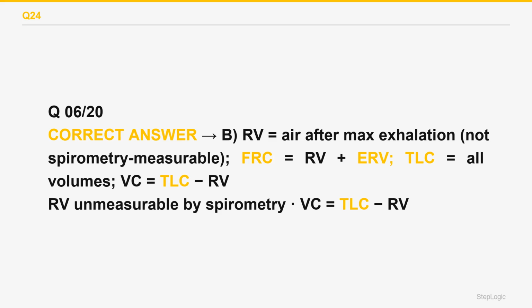The key conceptual points. Any capacity that includes the residual volume, FRC and TLC, cannot be measured by spirometry alone because RV cannot be exhaled. Vital capacity is inspiratory reserve plus tidal plus expiratory reserve volume, or TLC minus RV. These definitions underlie the interpretation of obstructive disease, high RV and TLC from air trapping, versus restrictive disease, all volumes reduced. The RV after max exhalation, FRC as RV plus ERV, TLC as all volumes, and VC as TLC minus RV definitions are correct.